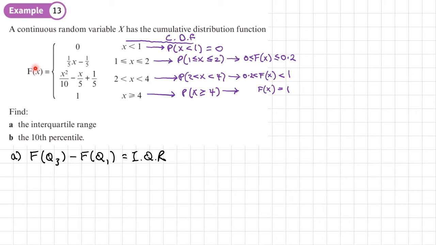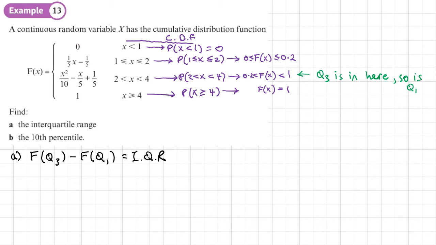So for Q3, it's where the CDF is equal to 0.75, so it's going to be in here because these cumulative frequencies go from 0.2 to 1. So I'll just put Q3 is in here, so I know what function to use to help me work out what Q3 is. And then Q1 is where I find a cumulative probability of 0.25. That's also in here, so I'll just put so is Q1.